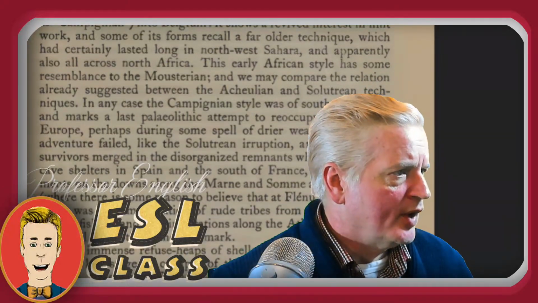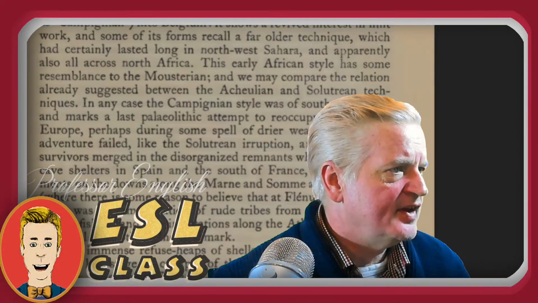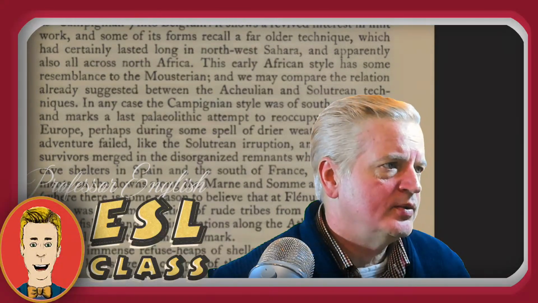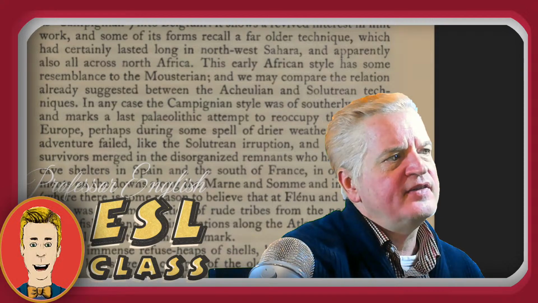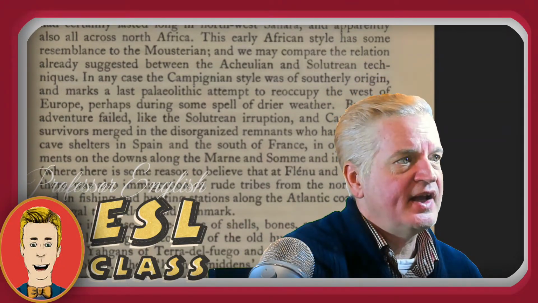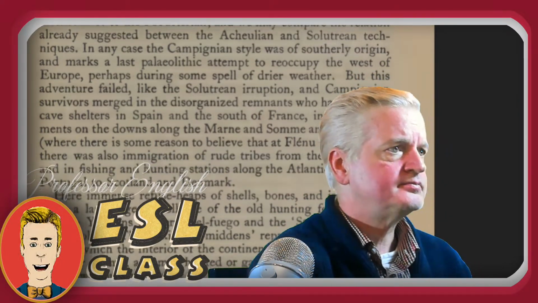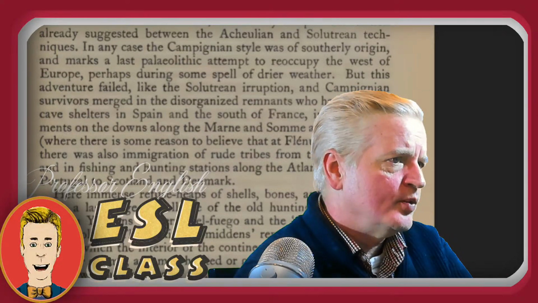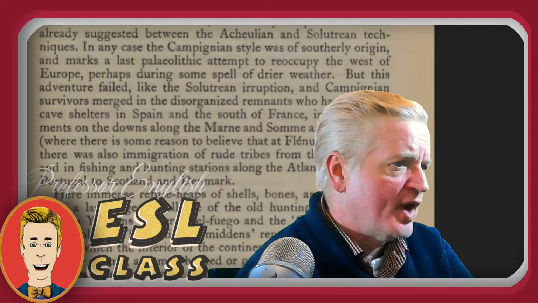And apparently all across North Africa. This early African style has some resemblance of the Mousterian, and we may compare the relation already suggested between the Acheulean and Solutrean techniques. In any case, the Campanian style was of southerly origin, and marks a last Paleolithic attempt to reoccupy the west of Europe, perhaps during some spell of drier weather.